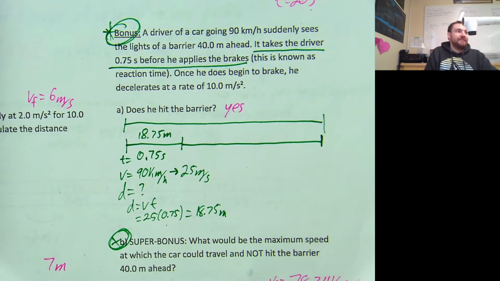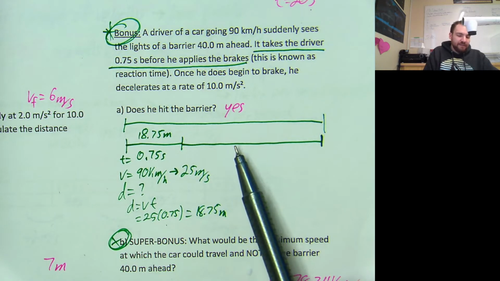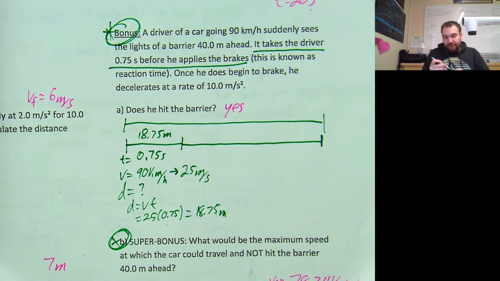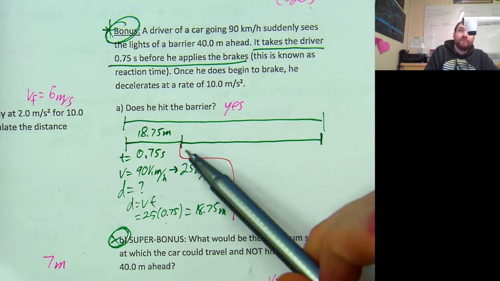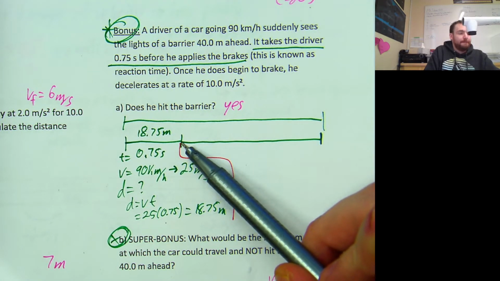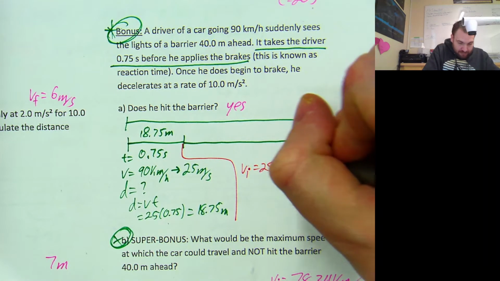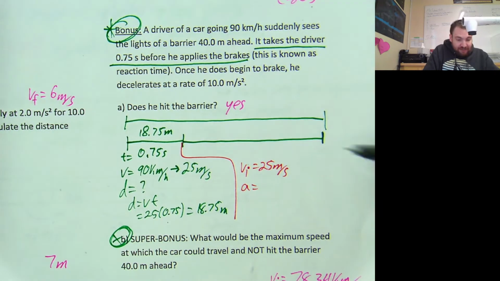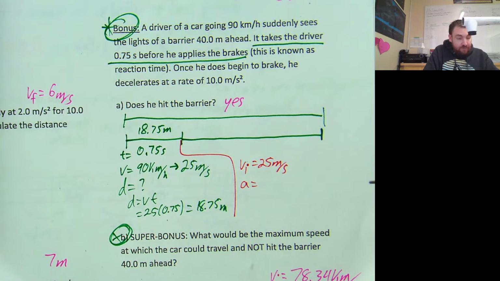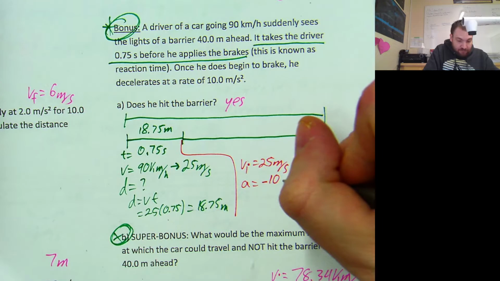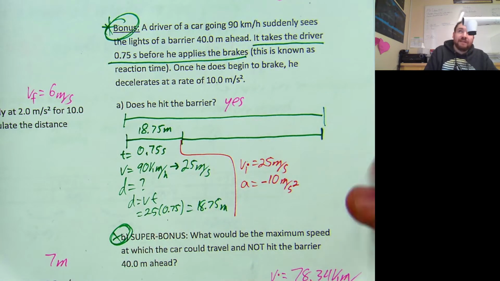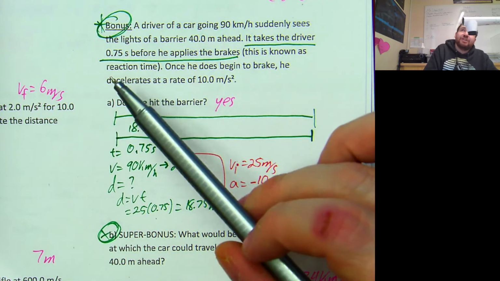I want the entire distance. If that entire distance is bigger than 40 meters, buddy's toast. What is the initial velocity for this second chunk of the problem? Starting from here, VI is what? It's that same 25 meters per second. But now we have an acceleration. The acceleration is, thank you, Tristan, -10, which I think is also what Zaid said. -10 meters per second squared. That's this deceleration.